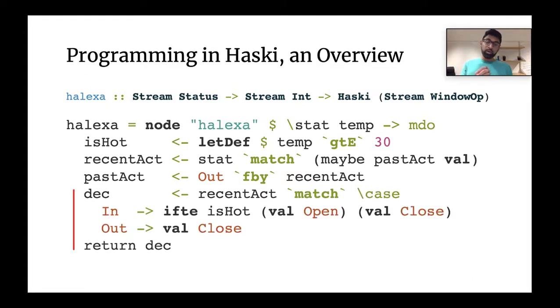Okay, so finally, now that you have both the pieces, that is isHot and recent act, now you're ready to compute a decision of whether the window must be open or closed. So we do this by, once again, matching on recent act. And what we're going to do is inspect the value of recent act. If it happens to be in, then depending on the temperature, we ask for the window to be open or closed. If it's out, then we just ask for the window to be closed. And that's it. And then you return the final decision.